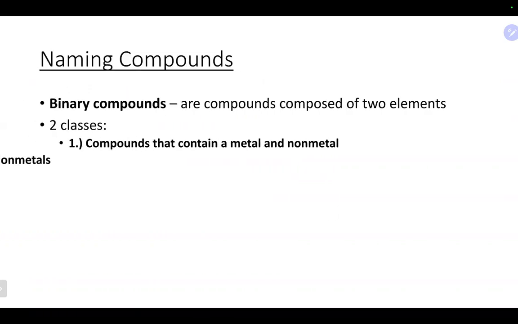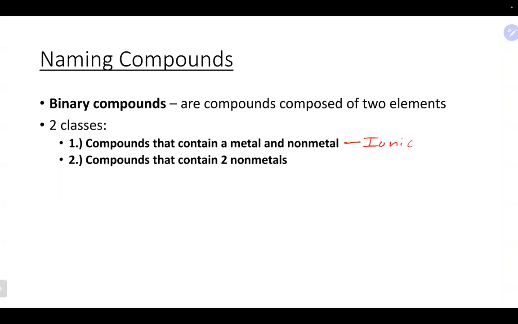Now, when we name common binary compounds, like I said, they're basically composed of two elements. And as we talked about, those are two classifications: metal and non-metal, no sharing of electrons, which is going to be an ionic compound, and compounds where we do share electrons, which is going to be molecular or covalent, where we are sharing electrons equally or unequally. It doesn't matter in terms of naming, but we do name them differently.